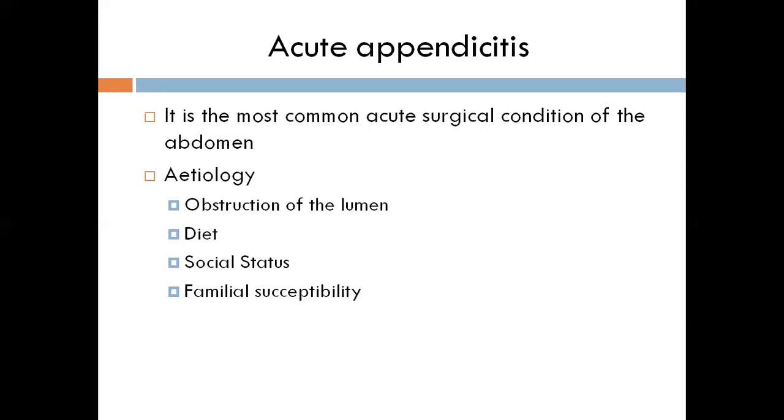The other factor which can lead to appendicitis is diet. The diet which is rich in fish, meat, or cellulose rich diet, high residue diet, that can also cause appendicitis. Some other factors which can cause appendicitis are social status and familial susceptibility.